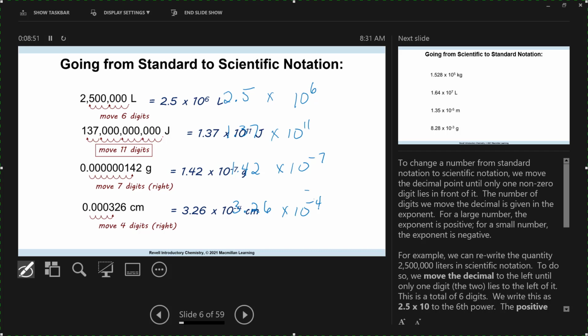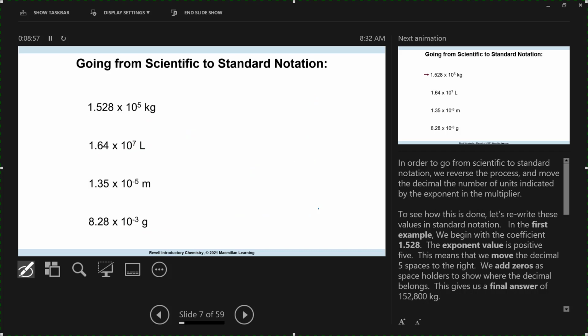Okay, so I know that's kind of silly that we're going through this, but it's nice to refresh because we will be using scientific notation a lot. We can go the other direction as well. Okay, let's not practice these, but let's look through this. Obviously, multiplying by 10 to the 5th is going to make a large number. So we're going to move our decimal point 5 places to the right. And we end up with 152,800.